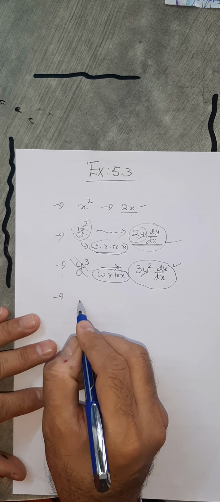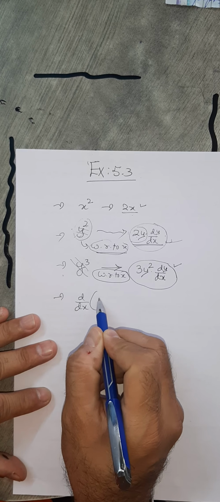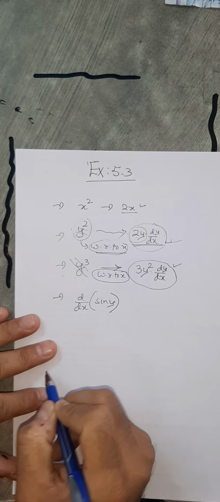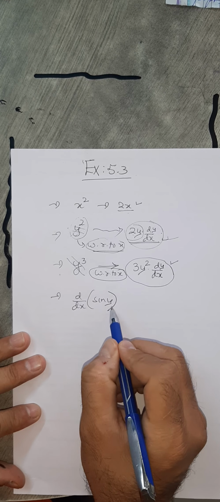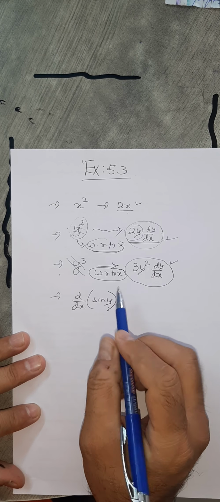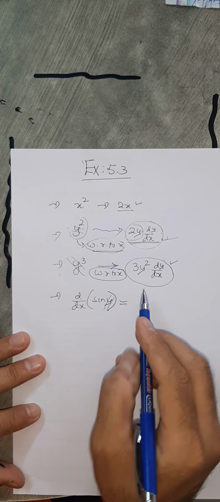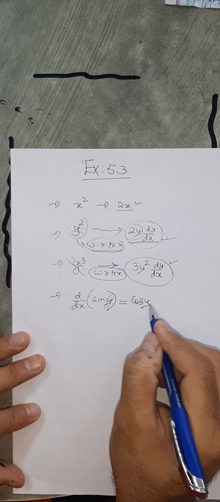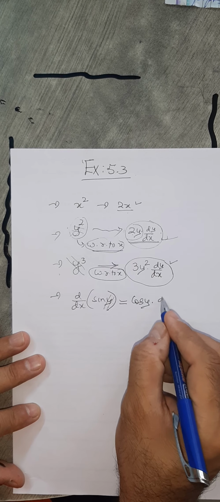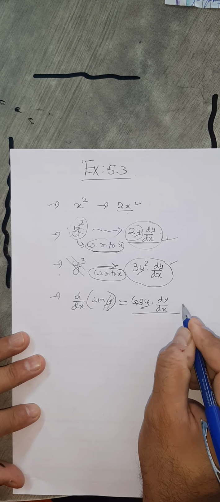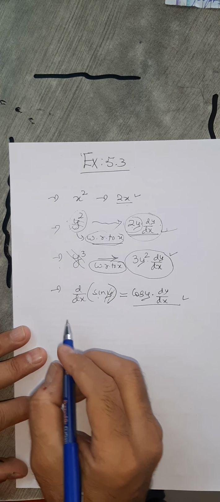One more, suppose I want d by dx of sine y. Now how do we differentiate? We don't have derivative of y directly. So I'll imagine this as x. So what's the derivative of sine x? You know cos x. So cos y into differentiation of y with respect to x, so dy by dx. So what's the derivative of sine y with respect to x? Cos y into dy by dx.